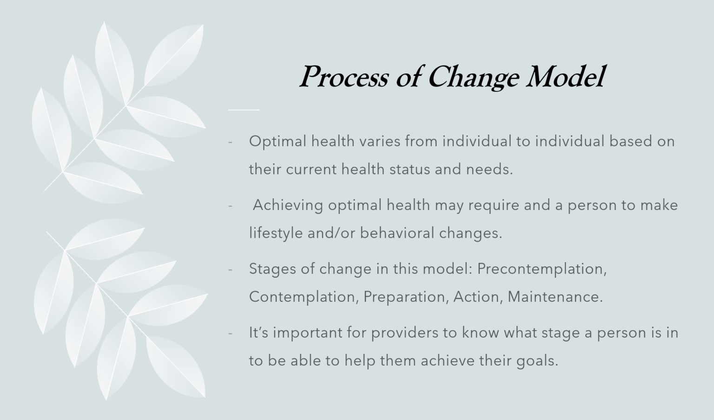The stages of change in this model are pre-contemplation, where they are often ignoring or denying the problem, and then contemplation, where they're kind of accepting that they do need to make a change and what are the pros and cons of making the change. Preparation is where they decide what they're actually going to do to make the change, and action is where they actually take the steps towards the goal. Maintenance is when they stick with the change for the long term.